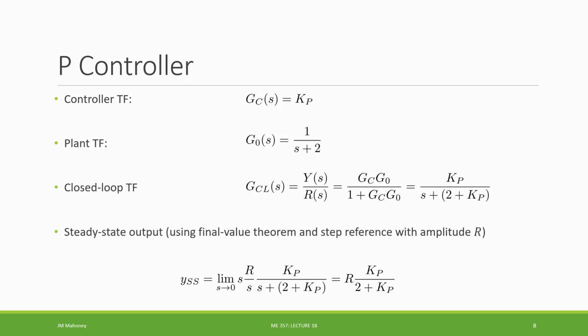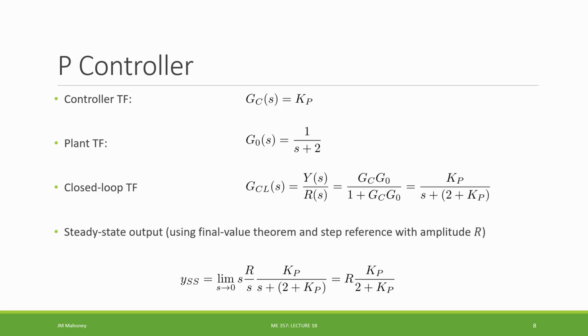The r of s, because it's a step function, is going to be r over s when I'm in the frequency domain, and I multiply that by GCL. As we've seen before with previous examples, the s and the 1 over s are going to cancel out. I'll be left with r times Kp over 2 plus Kp. That's going to be the steady state value in the time domain of my output. So what we are testing here first is, does the steady state error go to 0, which is to say, does the steady state value of my output go to really the amplitude of my step function?